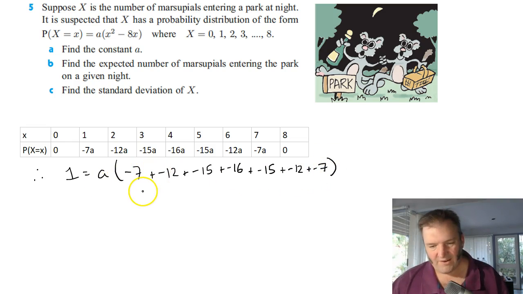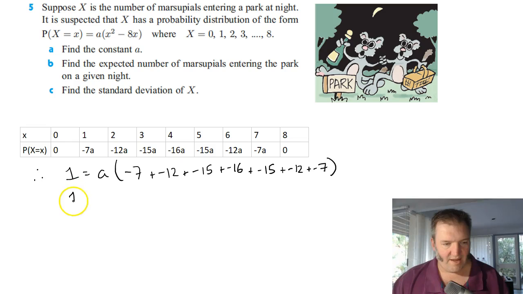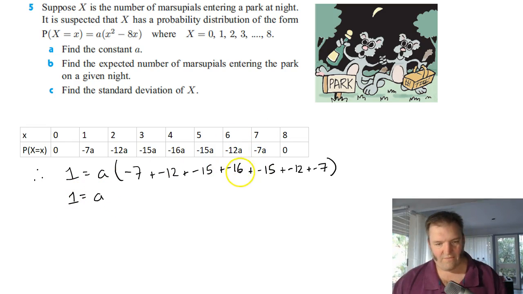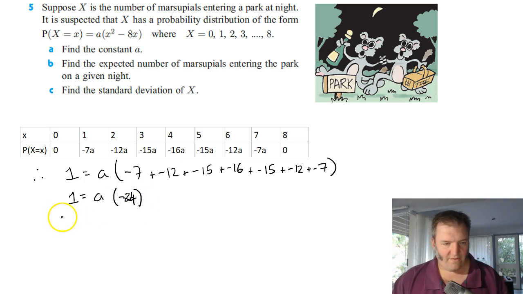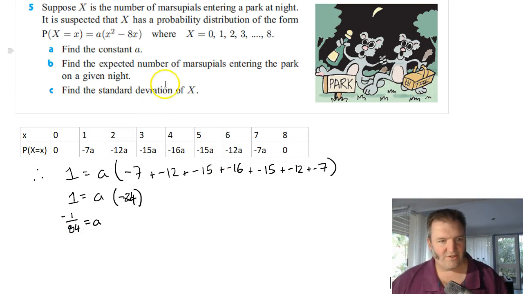That's what I'm saying, plus negative. We all know that it's minus, but that's okay. 1 equals a times... now let's see, what do I get when I do this? 30, 46, 56, 66, 70, 84. A by negative 84. So negative 1 on 84 is going to equal a. Pretty ugly, 84, but hopefully you can at least understand it if I said it. So there you go. That's the constant a.